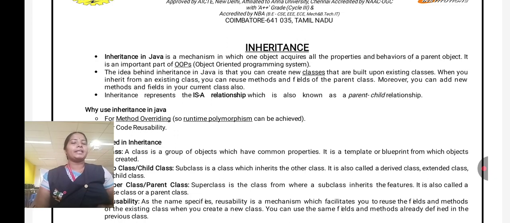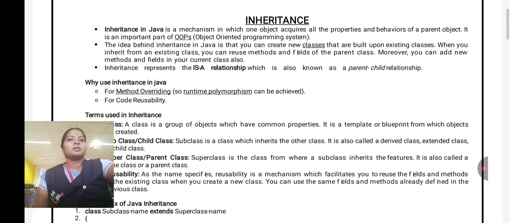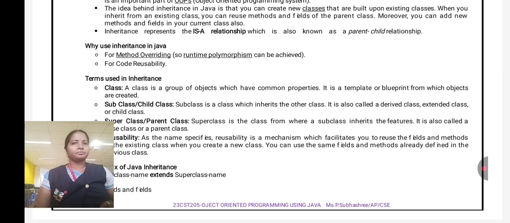So why are we using inheritance? For the purpose of method overriding and runtime polymorphism, and for the purpose of code reusability. So what are the terms used in inheritance? Subclass, parent class and reusability.